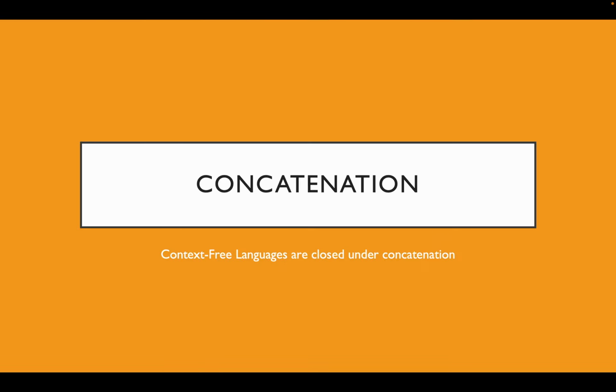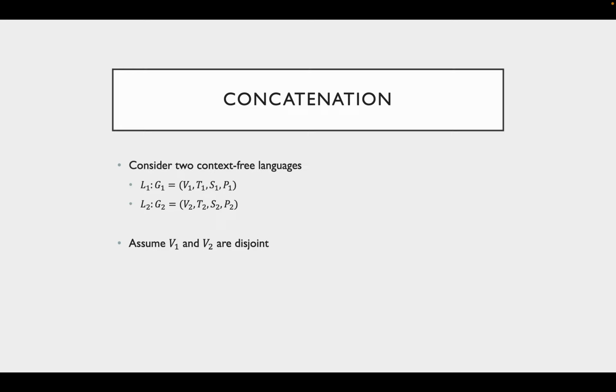The next one we'll cover is concatenation. Context-free languages are closed under concatenation. That means you can take two context-free languages, and if you attach them one after the other, that is also a context-free language. So let's consider our languages once again, L1 and L2, described by grammars G1 and G2. Again, assume V1 and V2 are disjoint. We're going to create a new grammar G4, and G4 is actually going to show the concatenation of G1 and G2, and we're going to show that this is context-free as well.